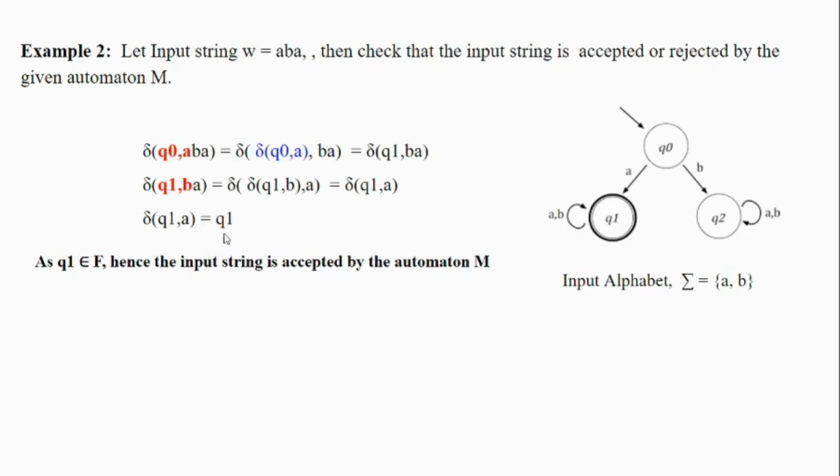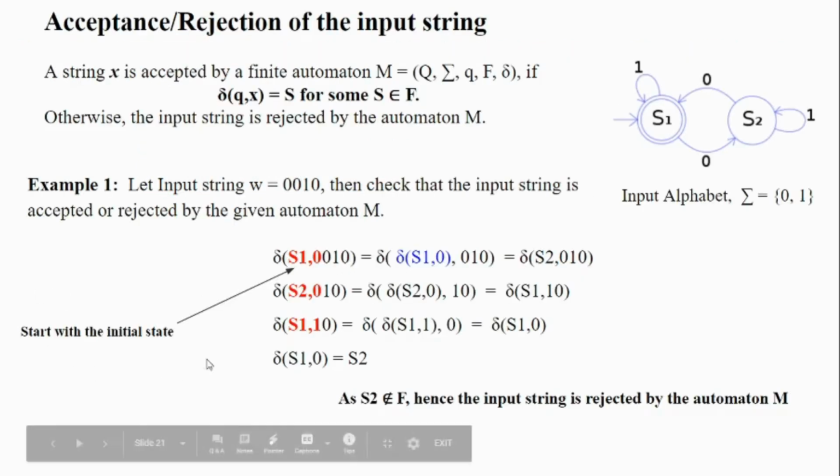Now you have to check whether Q1 is a final state or not. If Q1 is a final state, then we will say that the input string is accepted, otherwise it is rejected. Because Q1 is a final state and you are getting Q1 here, it is written this way: Q1 belongs to F. What is F? F is the set of final states. If Q1 belongs to F, it implies that Q1 is a final state. If it does not belong to F, that implies that Q1 is not a final state. So Q1 belongs to F, it implies that Q1 is a final state. Therefore, the input string will be accepted by the automaton.